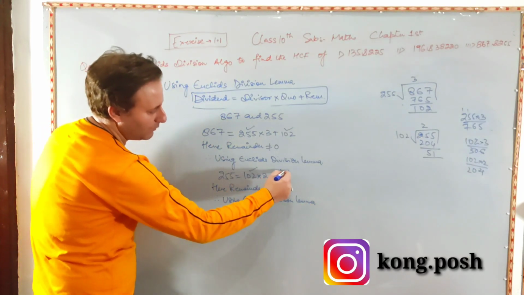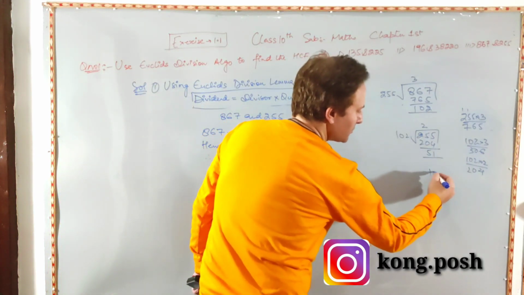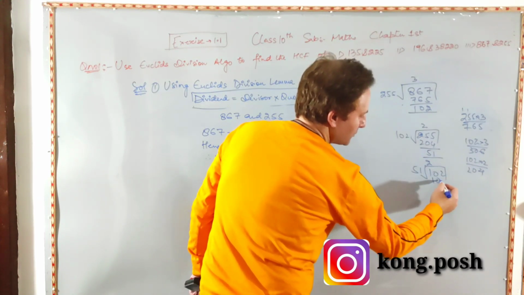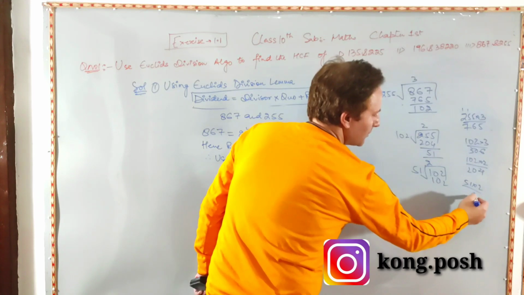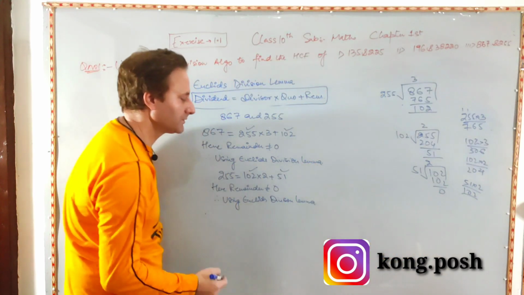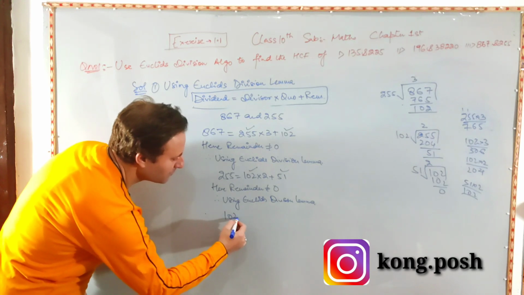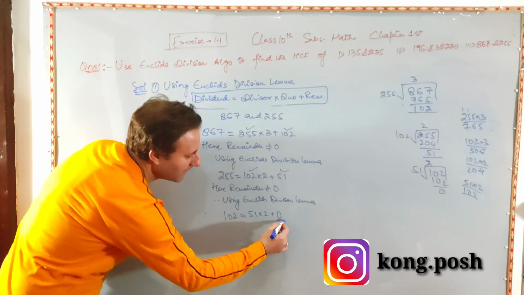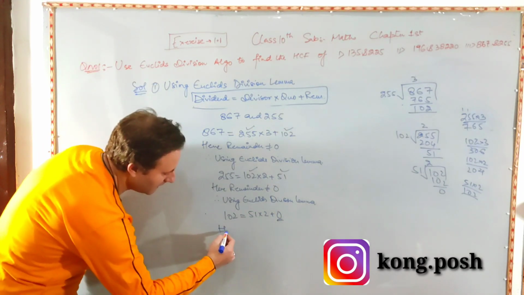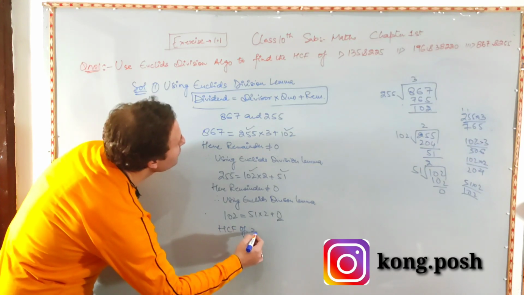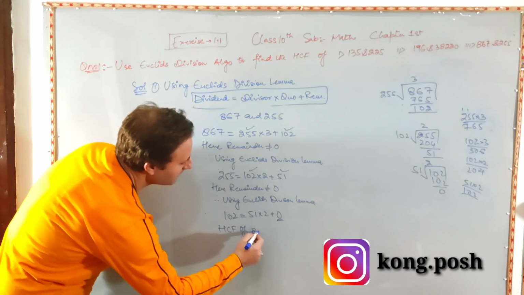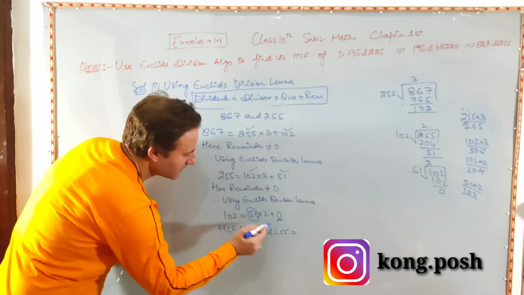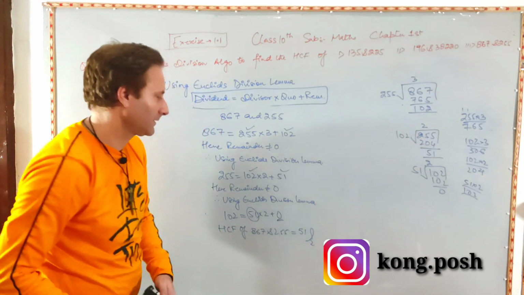Now pick 102 and 51. So 102, 51, 2 times 51 is 102. If I multiply 51 with 2, that is 102, and we have a remainder of 0. So we can write 102 is equal to 51 multiplied by 2 plus 0. I got the 0, so that means the HCF of 867 and 255 is equal to this thing, that is 51. I hope you got this.